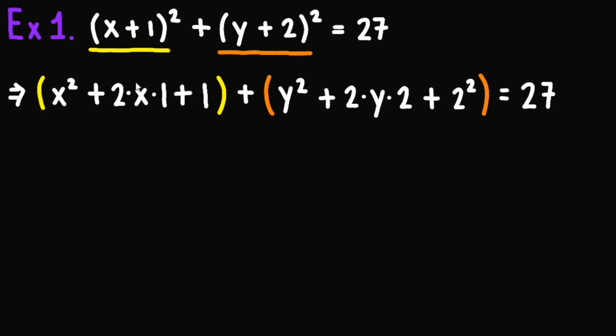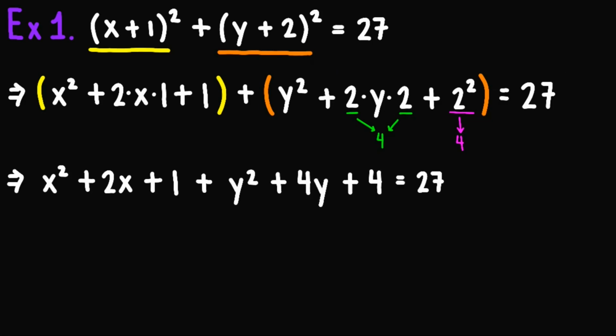From here, for the first group out here, we can simplify this one, since 2 times x times 1 is just 2x, so we'll have x squared plus 2x plus 1. For the next one, take note that 2 times 2 is equal to 4, and 2 squared is equal to 4. So given these, we can now simplify this one, so we'll have y squared plus 4y plus 4. And just bring down the equals 27.